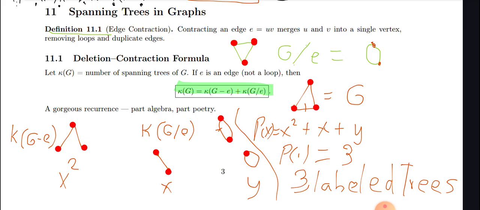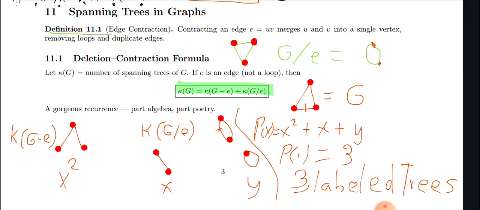Okay, define contraction for us carefully. To contract an edge e that connects u and v, you physically merge u and v into a single new supervertex. All the other edges that used to connect to either u or v now connect to this new vertex. Then you just clean it up, remove any loops that might have formed, and if you have duplicate edges, you just keep one. This sets the stage for the deletion-contraction formula, which is one of the most beautiful recurrences in all of combinatorics.